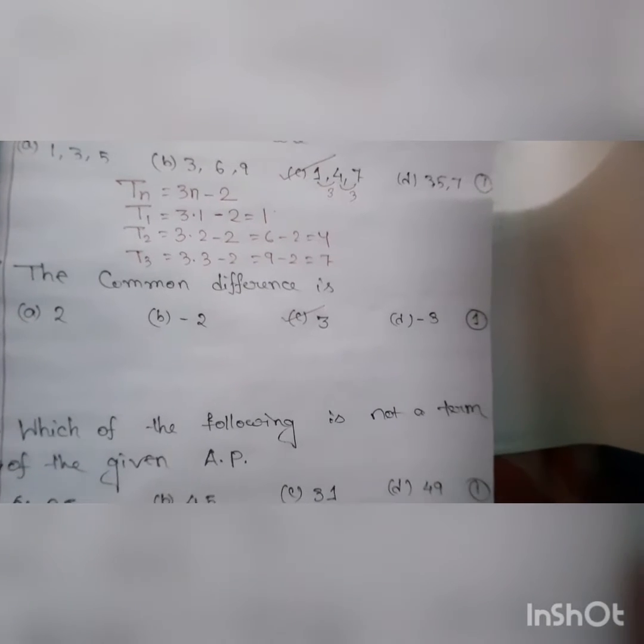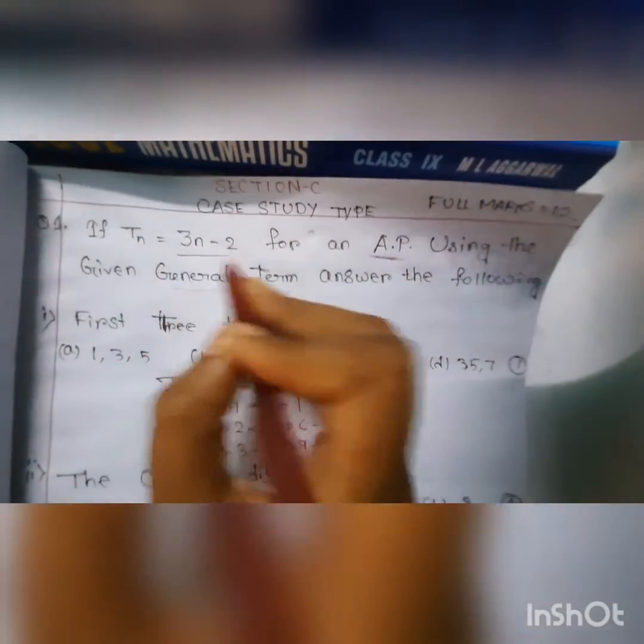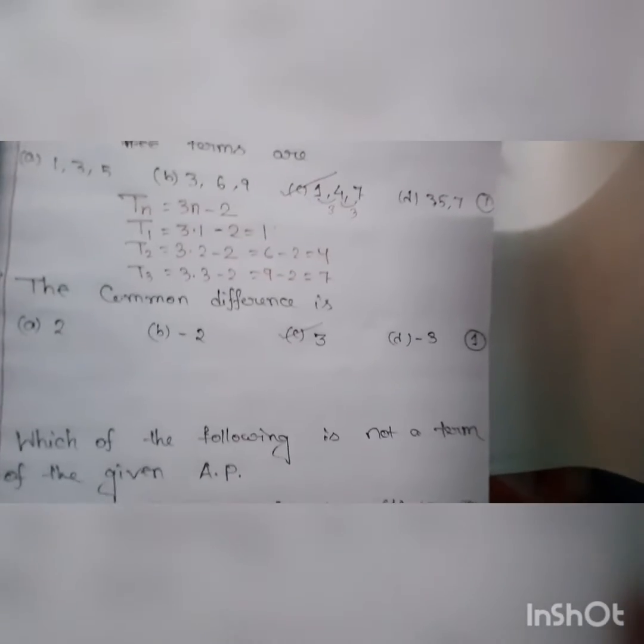Now the third question: which of the following is not a term of this AP? In these types of questions, there is no need to check all the options. You just see the general form. The general form is Tn equal to 3n minus 2. That is, this will be a multiple of 3 minus 2.